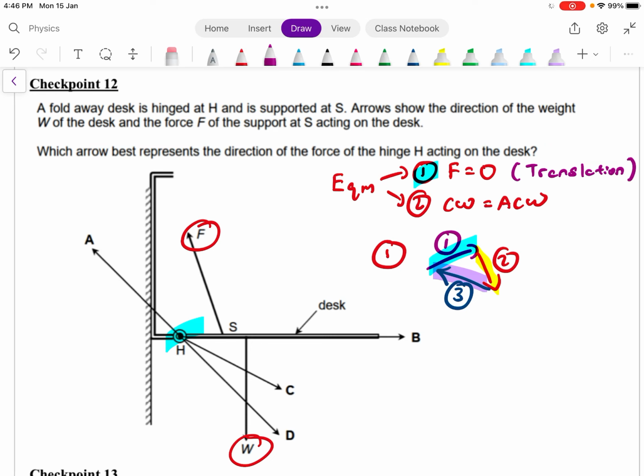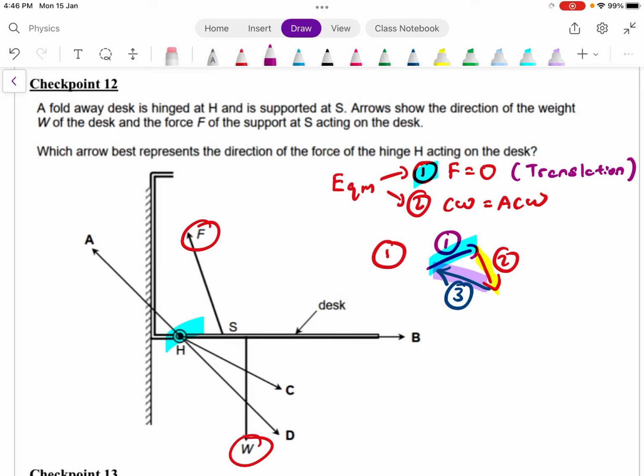Then the second criterion is what we call rotational equilibrium, which means that the thing doesn't rotate. In order for the thing not to rotate, the clockwise moment must be equal to the anticlockwise moment. So of course, the 3 forces must pass through the same common point. Okay, so let's go through this question.